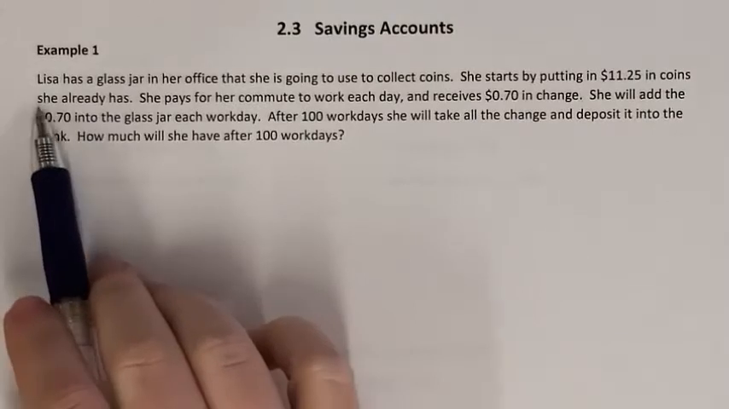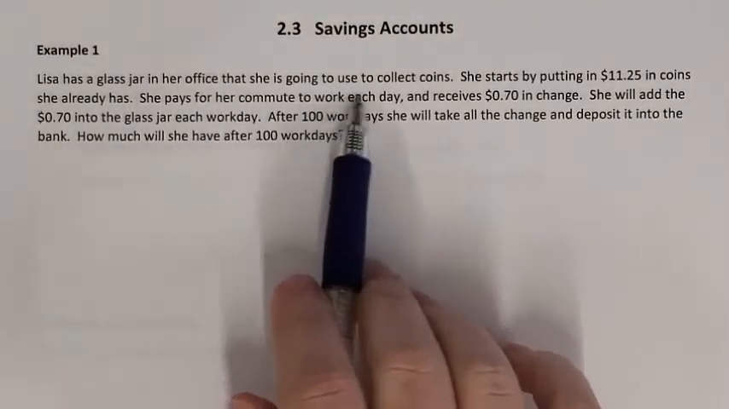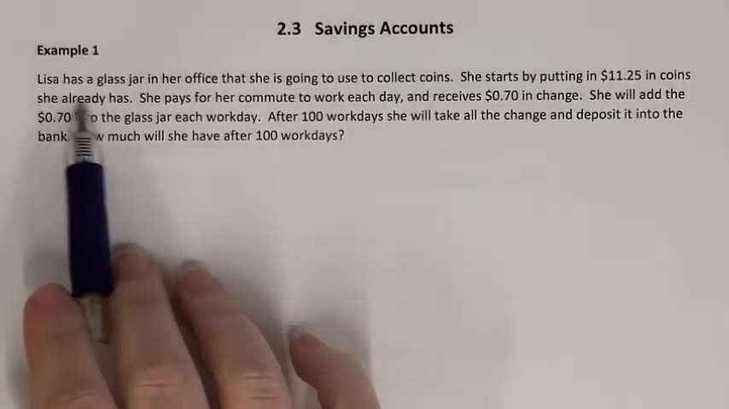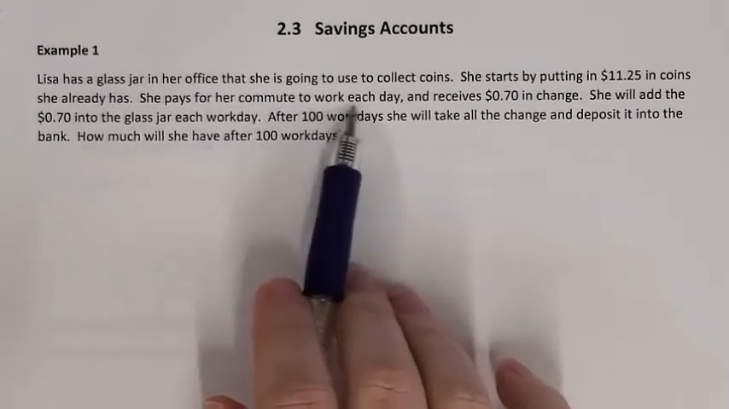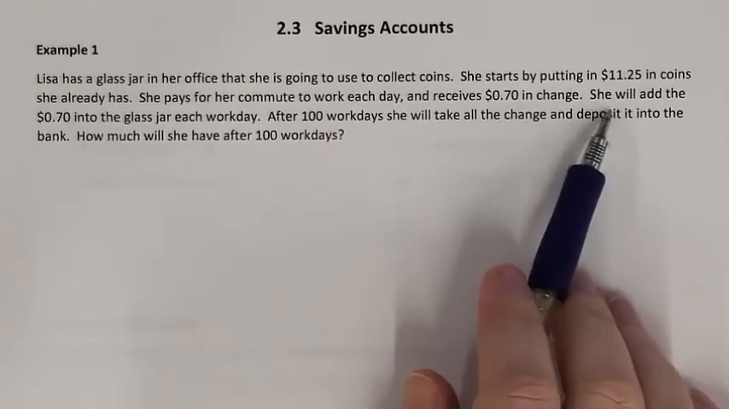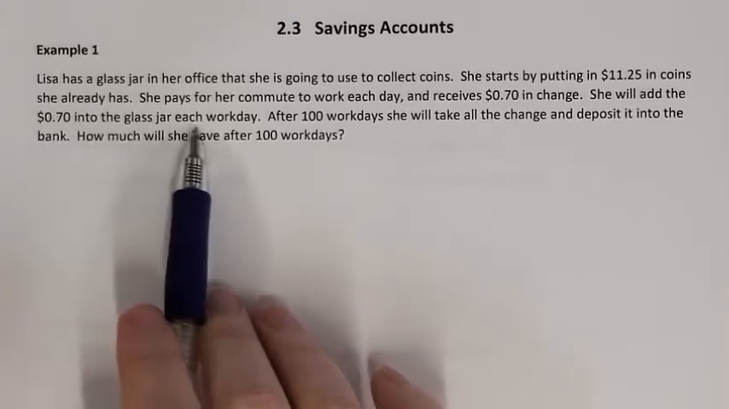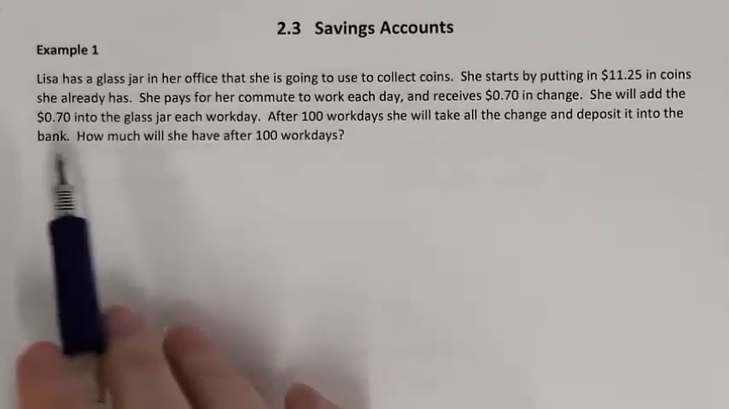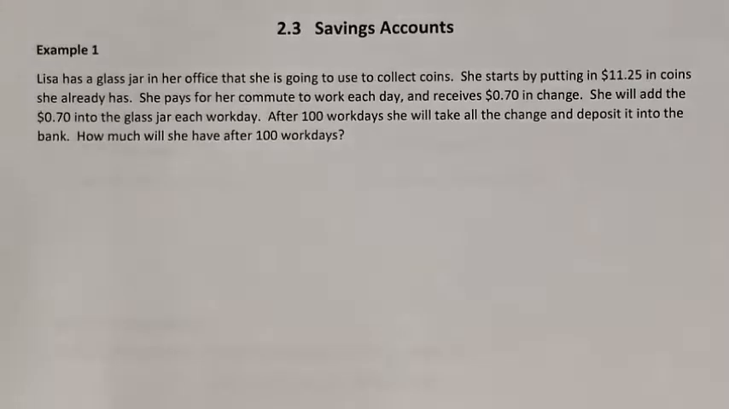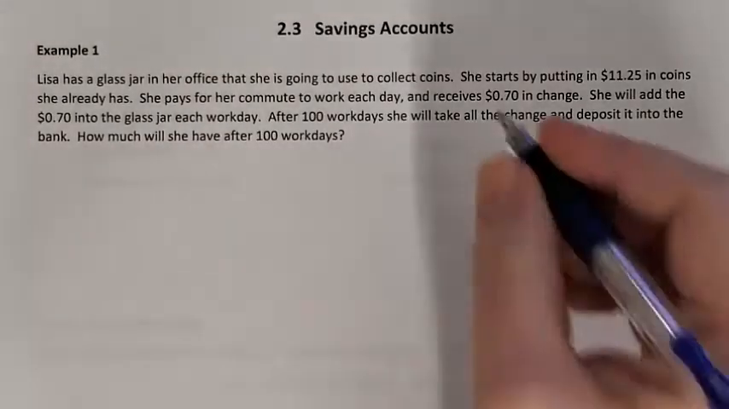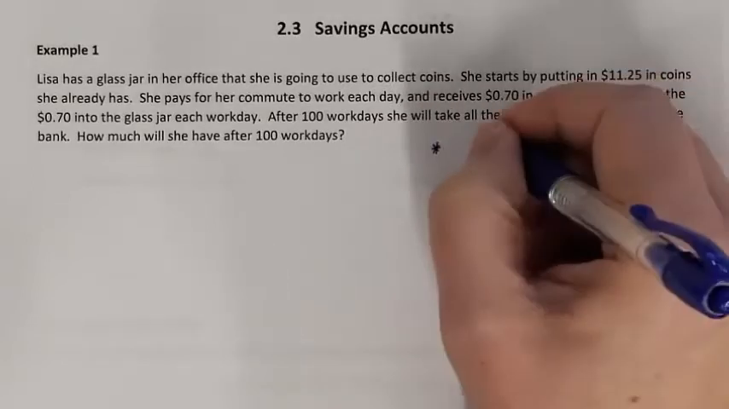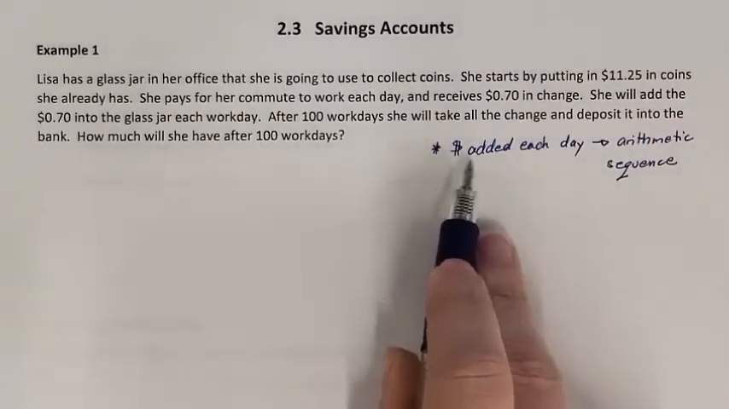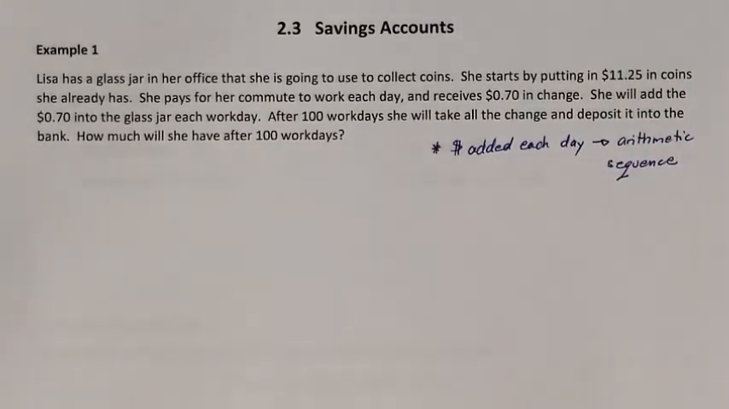So example number 1. Lisa has a glass jar in her office that she's going to use to collect coins. She starts by putting in $11.25 of coins that she already has. She pays for her commute to work each day and receives 70 cents in change. She will add the 70 cents into the glass jar each day. After 100 work days, she will take all the change and deposit it into the bank. How much will she have after 100 days? Because she is adding an amount every single day, that means it is an arithmetic sequence. Since it is the same exact amount added each day, it's going to be an arithmetic sequence.